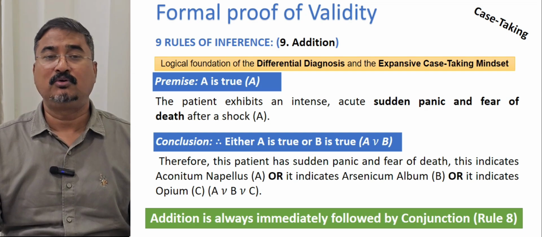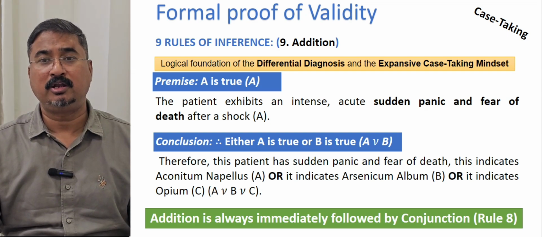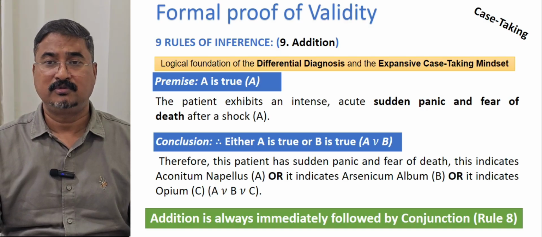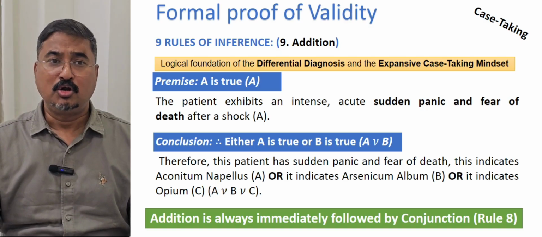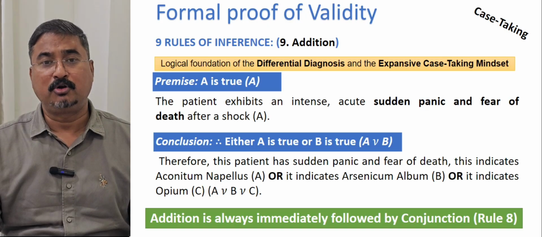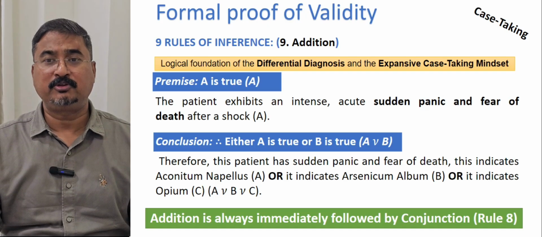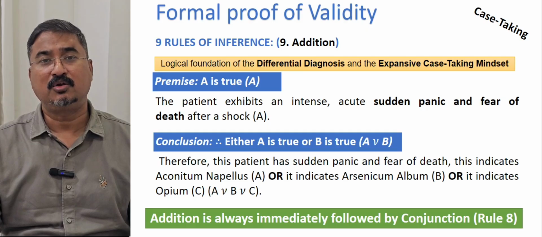Thus, the rule of addition encourages the homeopathic researcher to keep an open mind at the beginning of the case analysis, rather than jumping to conclusions based on a single symptom. It broadens the field of possible remedies. The final prescription is then made only after additional characteristic symptoms have been gathered and logically combined.